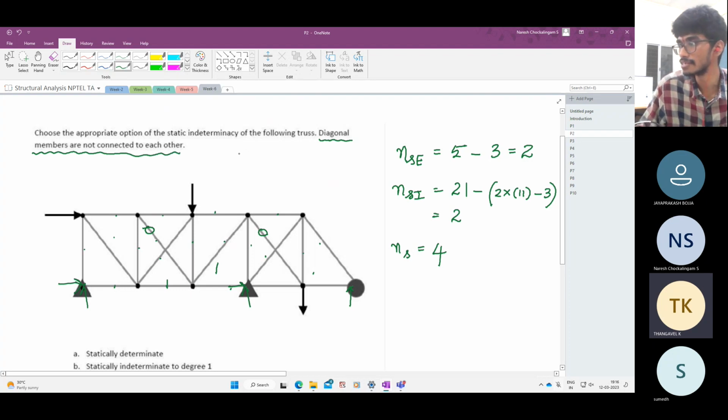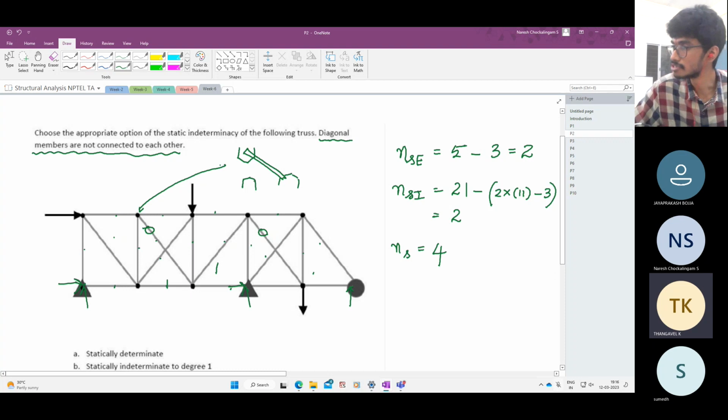So in 3D, if you see this, you will have a gusset plate like this. I'm drawing this one. This is going like this and connected to another gusset plate like this. Similarly, here you are having a gusset plate. Suppose you weld it on the opposite side.